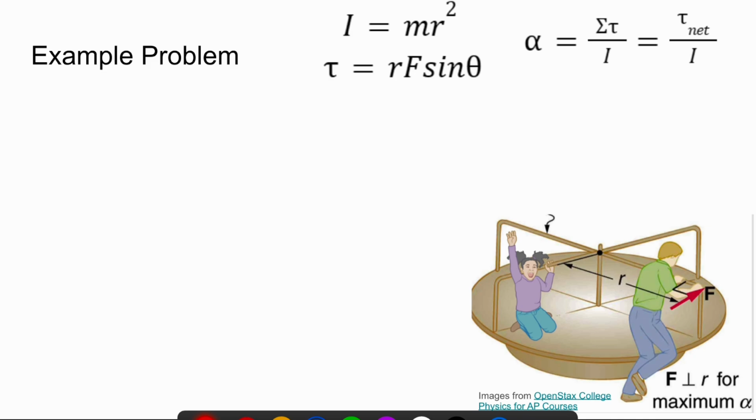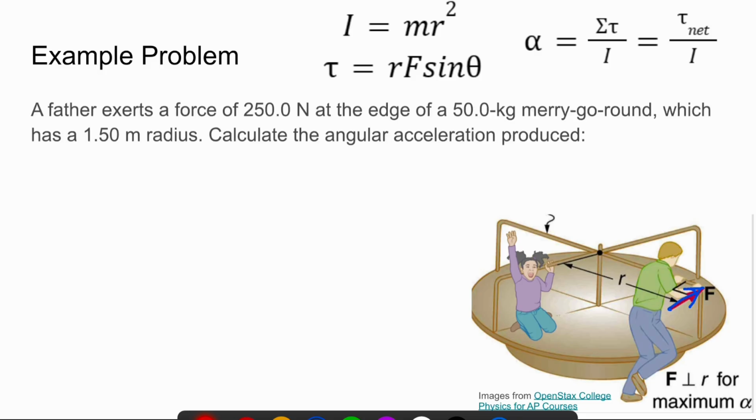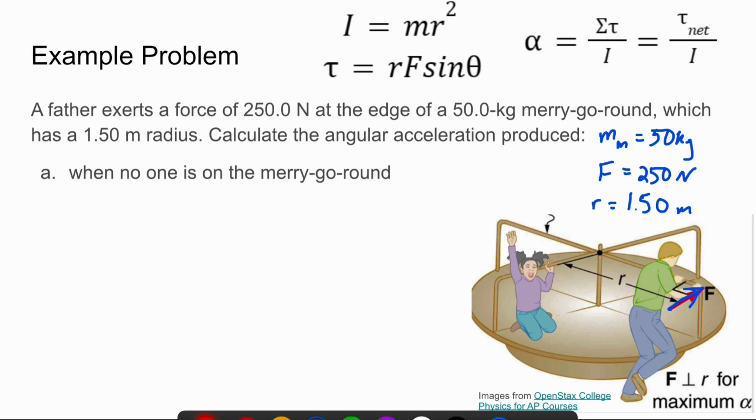We have a dad or a big brother pushing a merry-go-round, and that merry-go-round weighs 50 kilograms. So I'm going to put over here the mass of the merry-go-round equals 50 kilograms, and the father is exerting a force of 250 newtons. Finally, he's exerting it at a radius of 1.50 meters. And so our first question is, what is the angular acceleration when no one is on the merry-go-round?